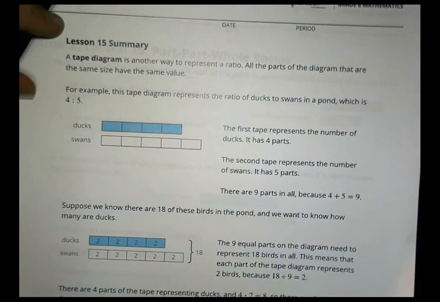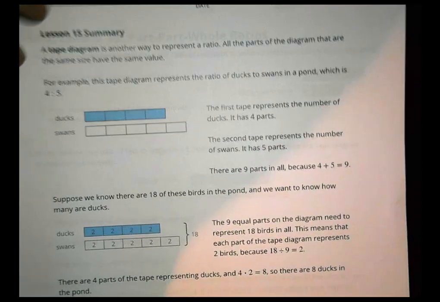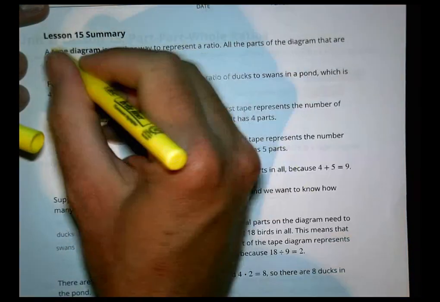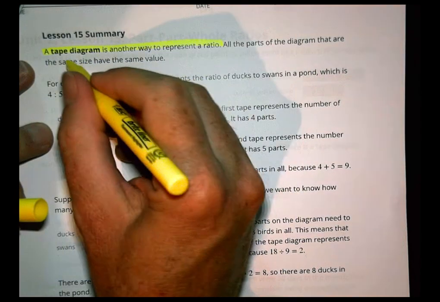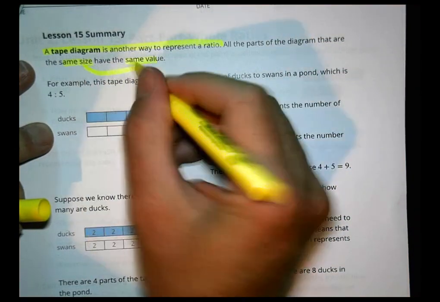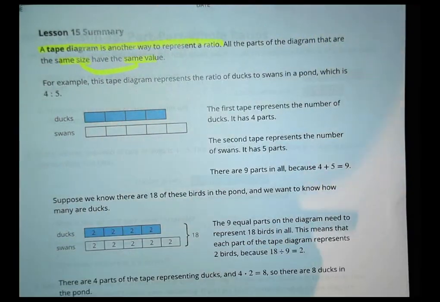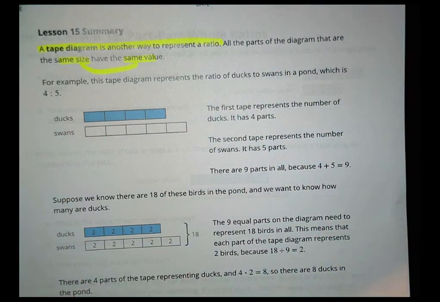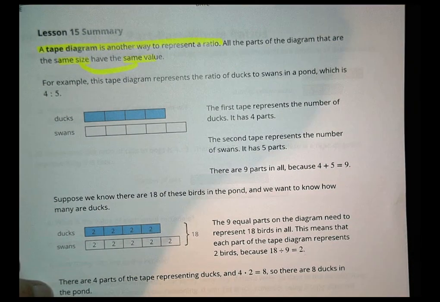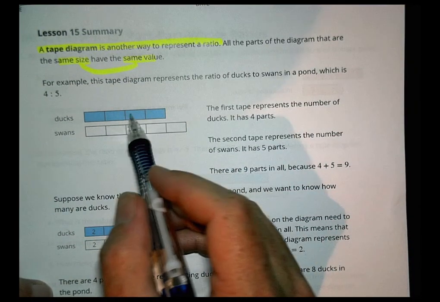The summary just says that a tape diagram is another way to represent a ratio. All the parts of the diagram that are the same size have the same value. So if they're the same size, they have the same value. Later on we'll see how sometimes we could change those squares around to make different values, but if they're the same, they represent the same thing. Alright? So in this case here, ducks and swans is a 4:5 ratio, looks like that.